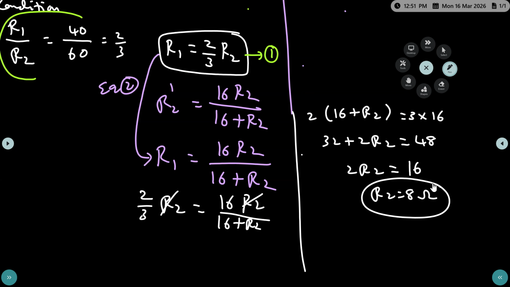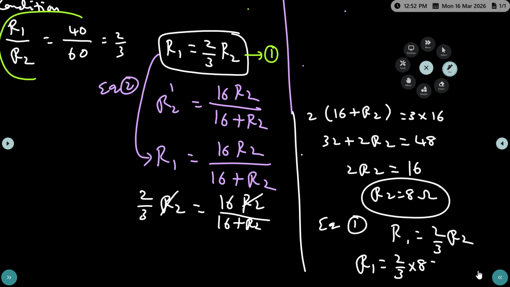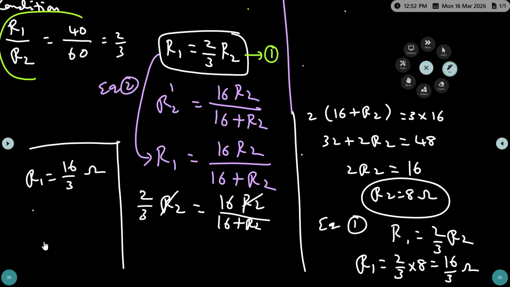So, R2 is 8 omega. Now, what is R1? By equation 1, R1 is equal to 2 by 3 R2. So, R1 is equal to 2 by 3 into 8, which is 16 by 3. So, what is the final answer? The values for R1 and R2: R1 equals 16 by 3 omega and R2 is 8 omega. Clear? Let's note it down.